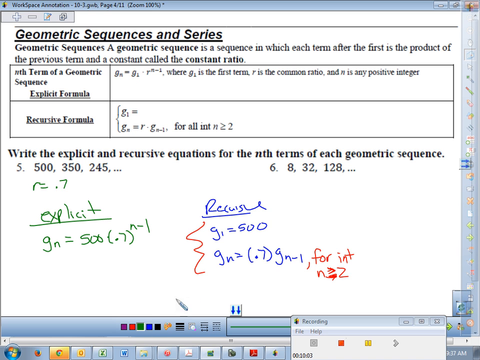Why are the integer n's greater than or equal to 2? Because we've already figured out the first one, right? We need to go with the next one after that. Well, what's the next integer after 1? 2. Cool. Do that for number 6 for me real quick.